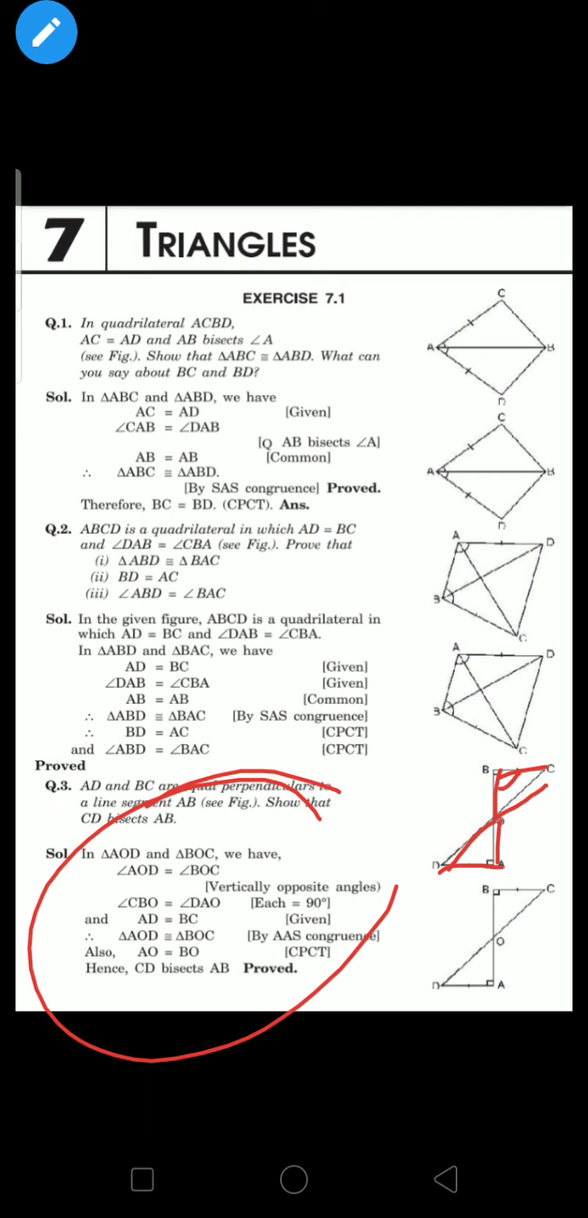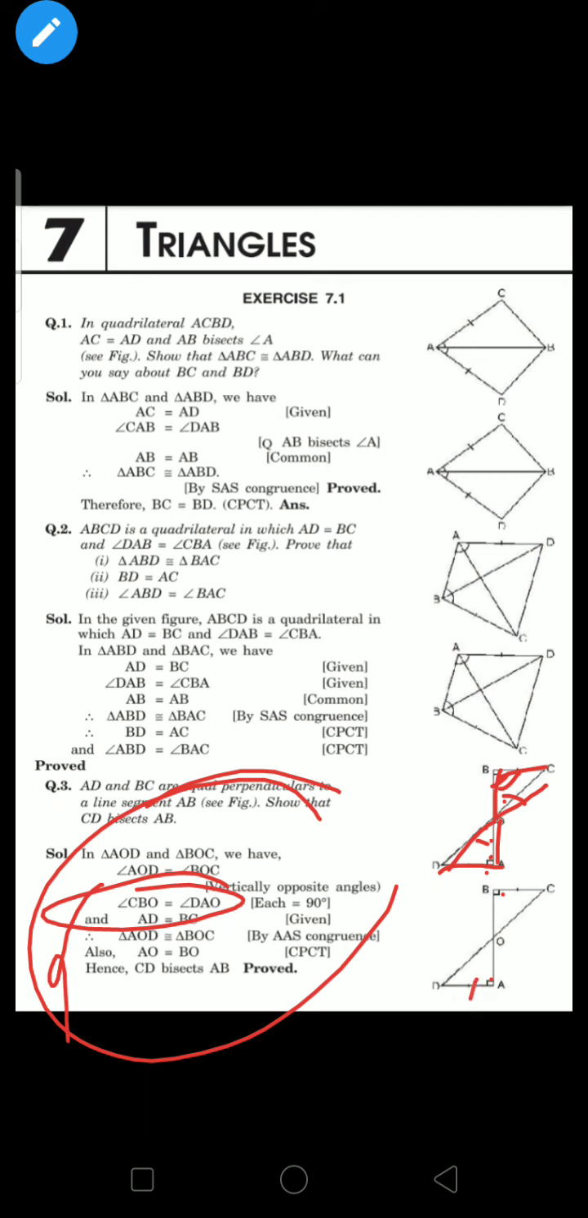Now students, what we have is question number 3. AD and BC are equal perpendiculars to line segment AB, so prove that CD bisects AB. Okay. Students, look here. Actually, we will take first triangle AOD, then triangle BOC. One angle is given here, a right angle. Secondly, we know that this angle will be equal as vertically opposite angles. And it is given here, students, look here, angle CBO equals angle DBO. Why? Because both are right angles.